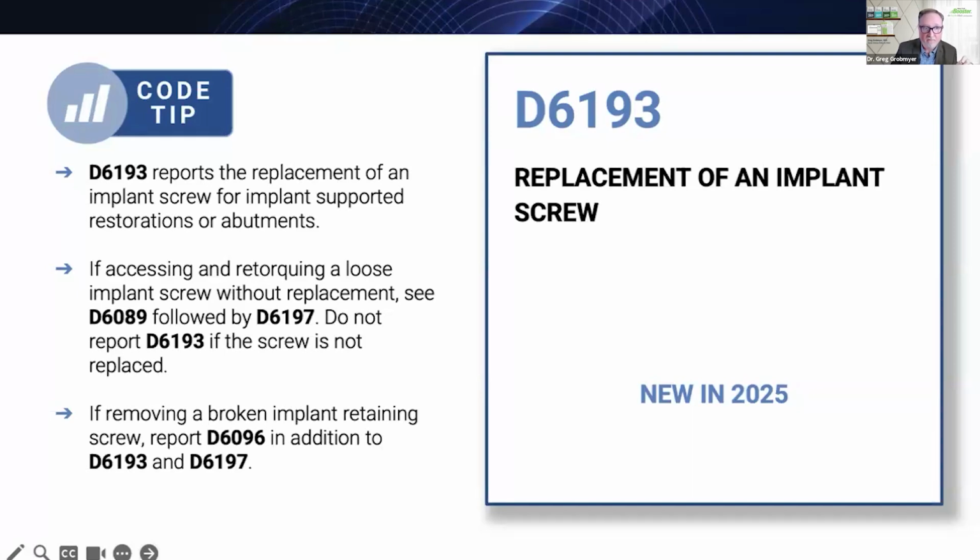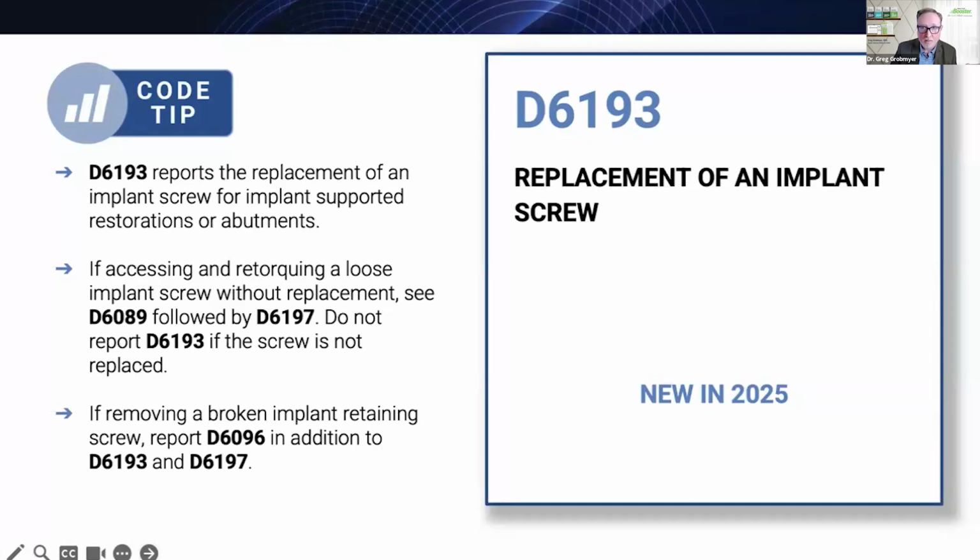There are some other codes that I have there that are interesting that you might want to note. The 6089 for accessing and retorquing. That's a fairly new one. You wouldn't be replacing the screw there. 6089 is tightening up the screw that's already there. You could do a 6197 though after doing that. 6193 is the whole screw.